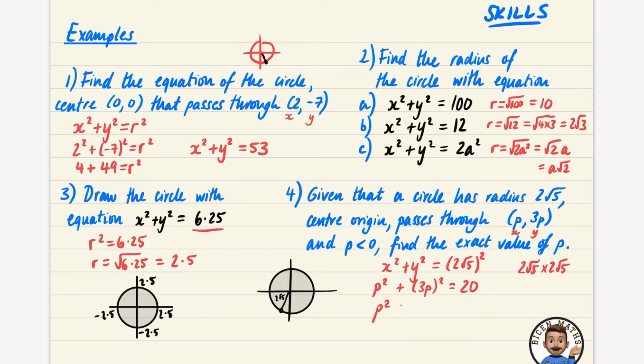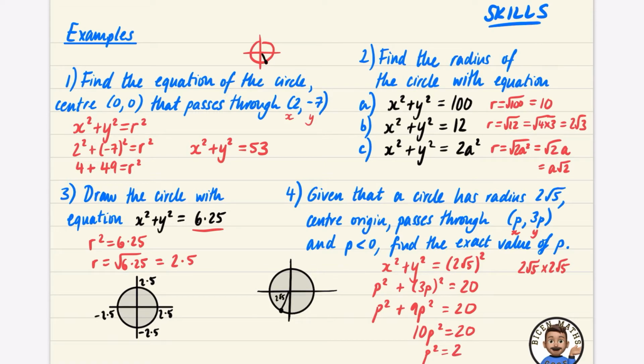So we have p squared plus 3p squared. Well, 3p all squared is 3p multiplied by 3p, which is 9p squared. So you get p squared plus 9p squared equals 20. So that's 10p squared equals 20, meaning that p squared is equal to 20 divided by 10, which is 2.